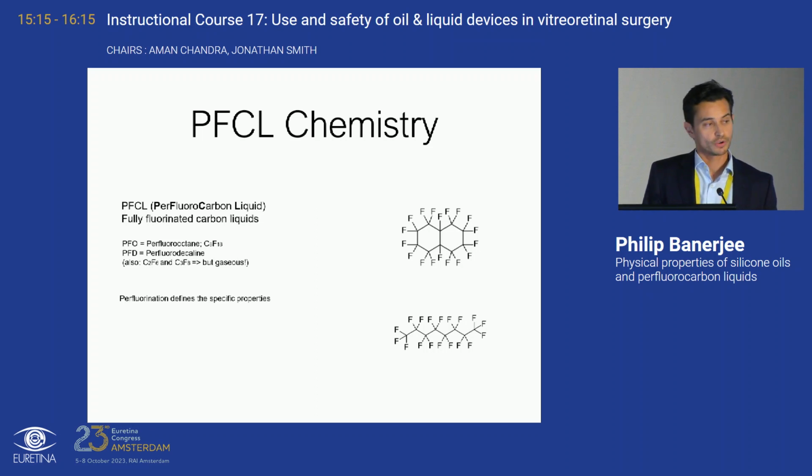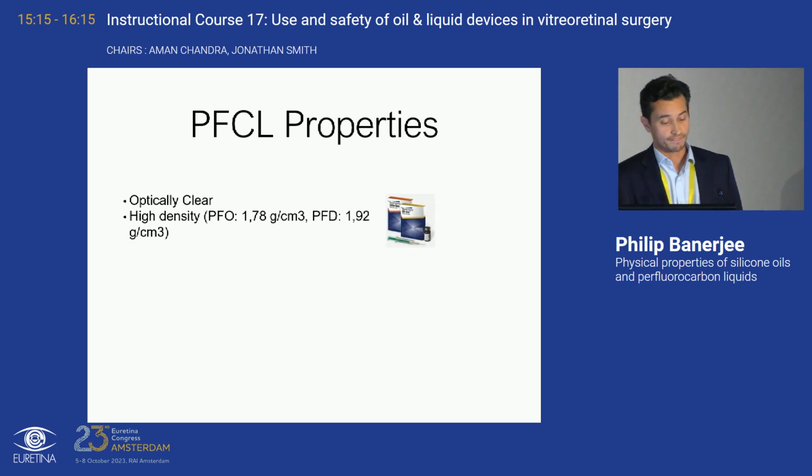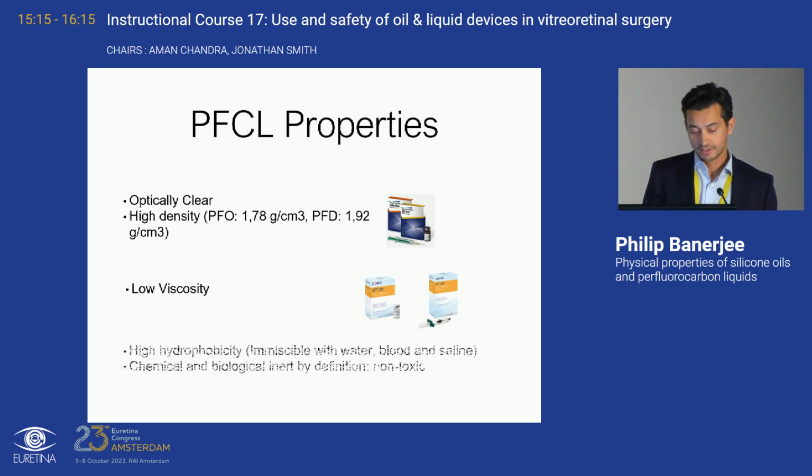One slide on PFCL chemistry. Perfluorocarbon liquids are fully fluorinated carbon liquids. We commonly use two, PFO and PFD, perfluorooctane and perfluorodecalin, but don't forget C2F6 and C3F8 are also perfluorocarbons, but they're gases. We use them because of their properties. They're optically clear, highly dense, and have low viscosity, so we can inject them through a syringe. We don't need any special tools to get them into the eye. They are highly hydrophobic, and they should be chemically and biologically inert by definition.